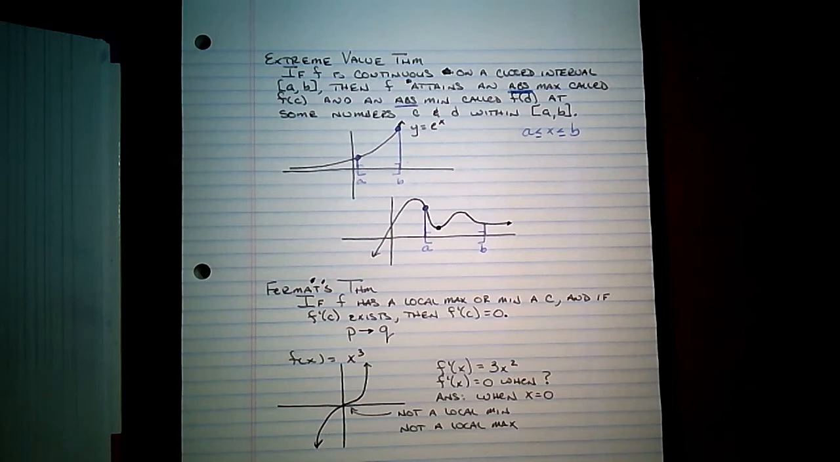So Fermat's theorem comes with this temptation, I like to call it, of saying, well, if the derivative is 0, boom, local min or local max. That's not true. This derivative is 0 at 0, and it's not a local min or a local max.